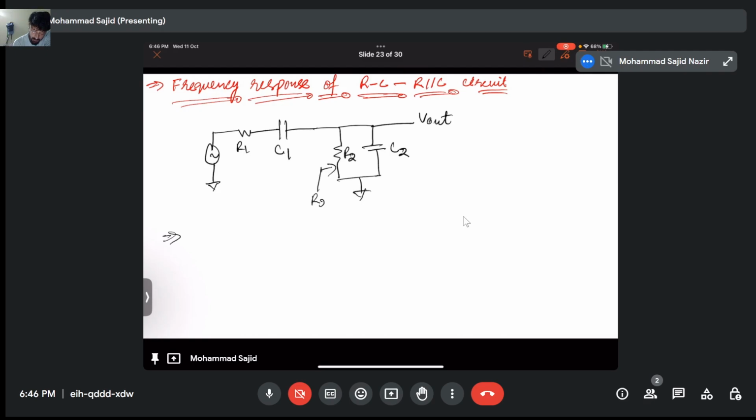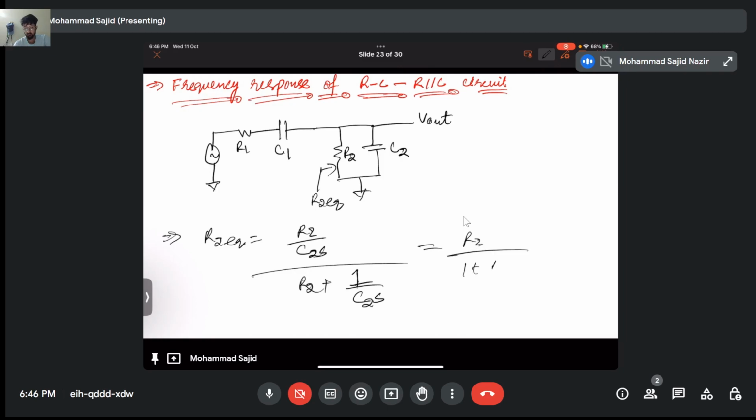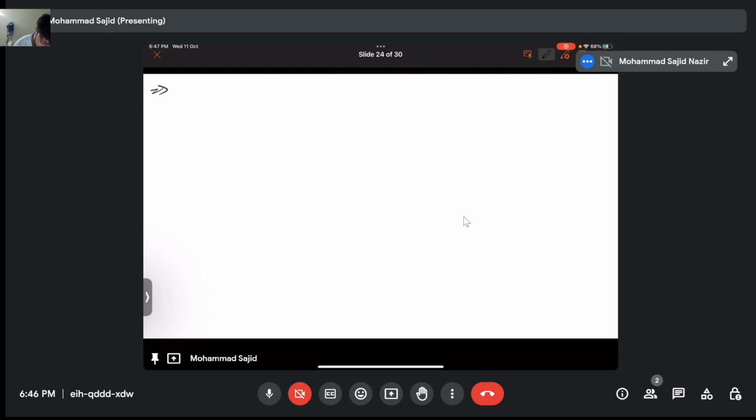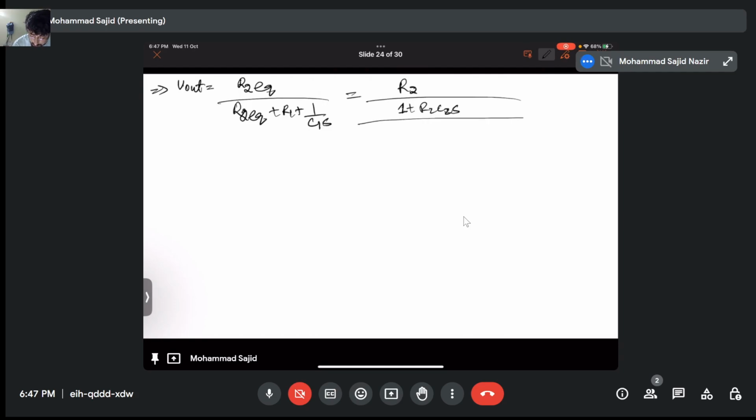What is this? Let's call it R2 equivalent. R2 equivalent is R2 by C2S divided by R2 plus 1 by C2S. You should know that a capacitor in the S domain is represented by 1 by Cs, right? So this is R2 divided by 1 plus R2 C2S. Okay. Now the output is equivalent to R2 equivalent divided by R2 equivalent plus R1 plus 1 by C1S. And it is just follow the mathematical steps. It's very simple.